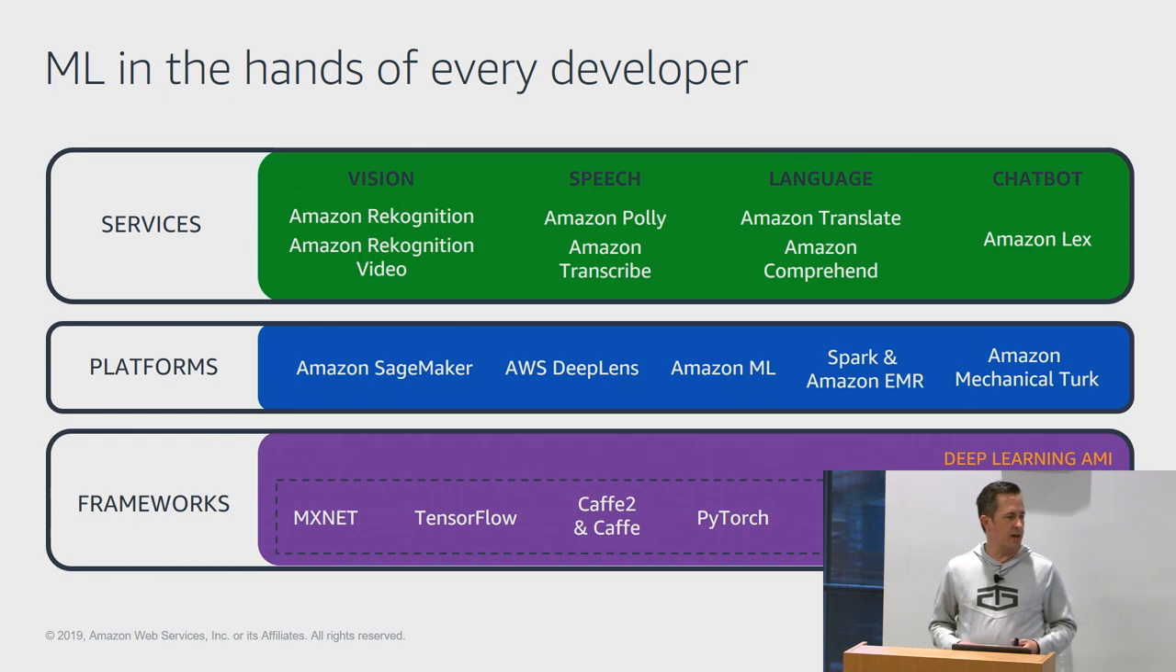Or you can imagine in a dating application, you can do facial recognition to see, is somebody happy? Are they sad? So there's all types of metadata that you can now pull out of images using machine learning. And we make that available with something like Amazon Rekognition.